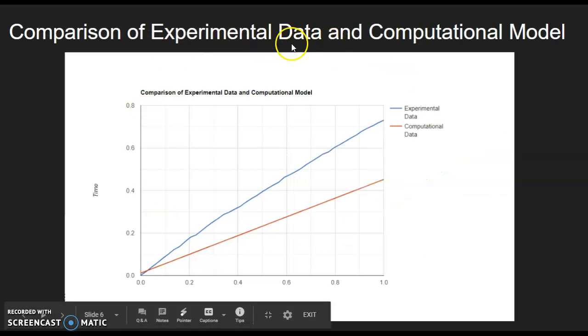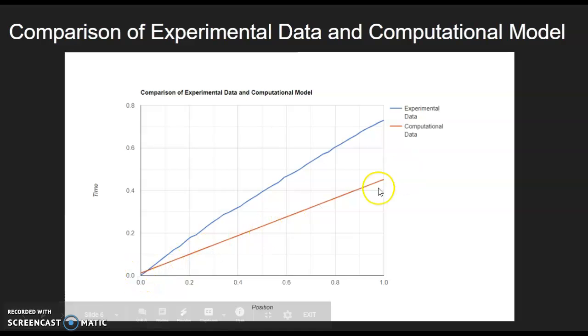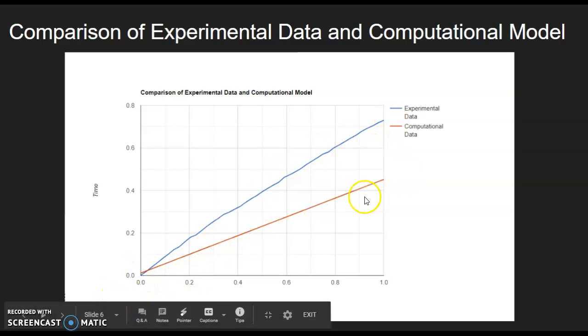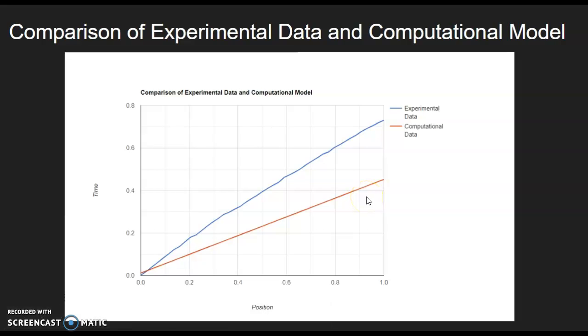So here's a comparison of our experimental data and computational model. The blue is the experimental data, and the red is the computational model. As you can see, the computational model is much more consistent in a straight line than the experimental data, and there is a big difference between them. Largely, I think the difference is because the wiffle ball was not a perfect ball, it had holes in it, which could have caused a lot of different errors that weren't considered in the code of the computational model.